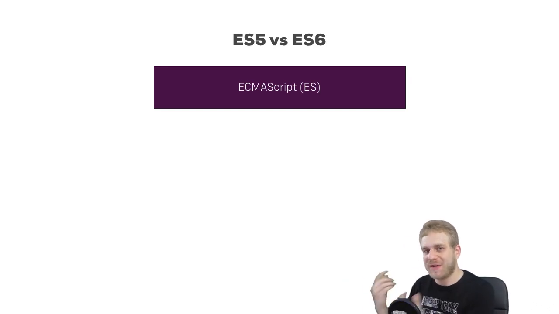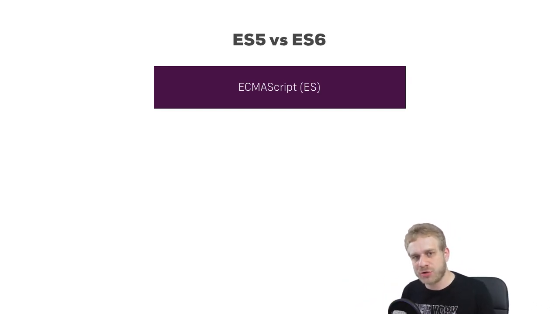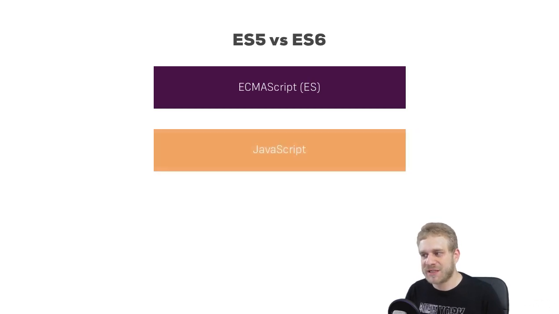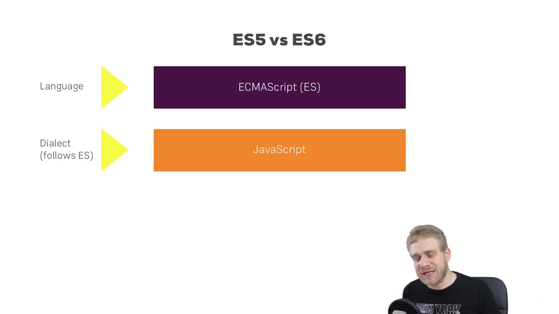ECMAScript kind of is the overarching language which has its own committee, if you want to put it like this, which develops the language, implements new features, or at least decides which new features should be implemented in the next version, and so on. And JavaScript, therefore, is kind of a dialect of ECMAScript, though you can safely say it's the most important one, and therefore the two terms are often used interchangeably. And as a dialect, it follows the specifications of ECMAScript.